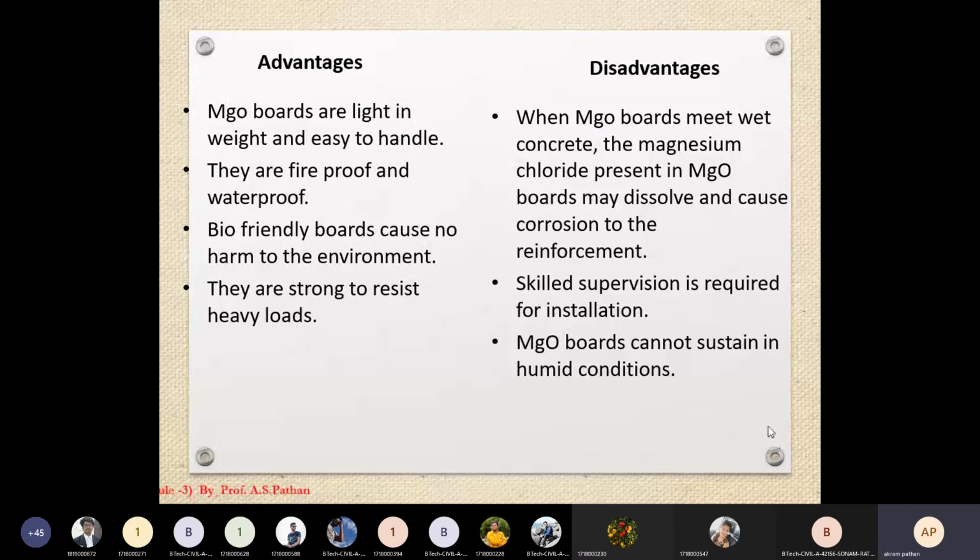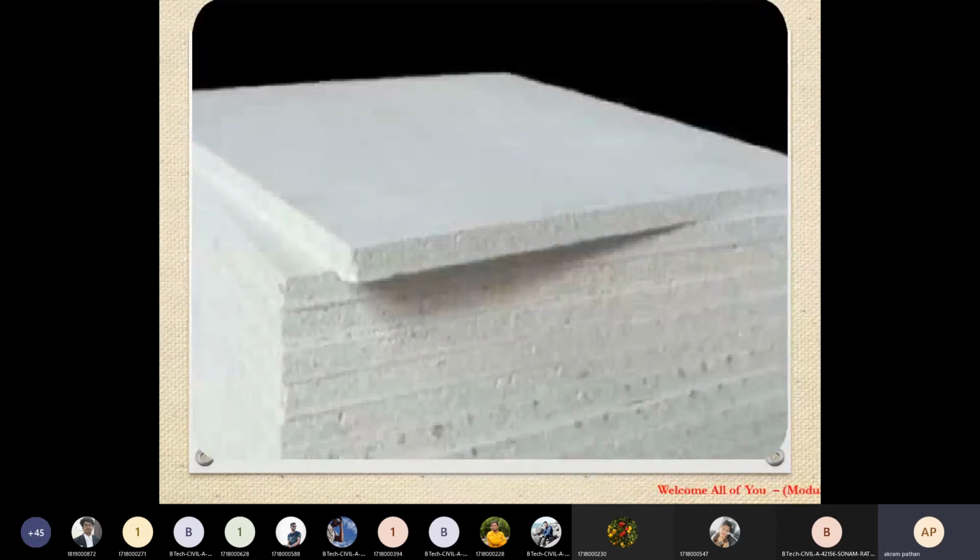Then skilled supervision is required for installation. Skilled workmanship is required as far as the MgO formwork is concerned. An MgO board cannot sustain in humid conditions. So these are the limitations of the magnesium formwork. See here, this is a magnesium formwork. It is available in various sizes. It is a combination of magnesium and oxygen, and we call it MgO.